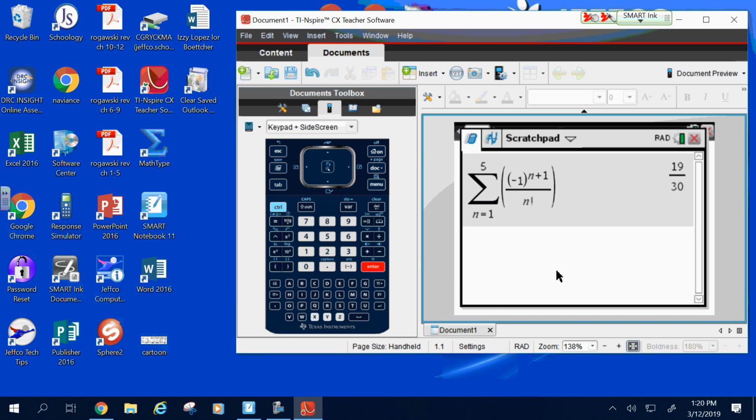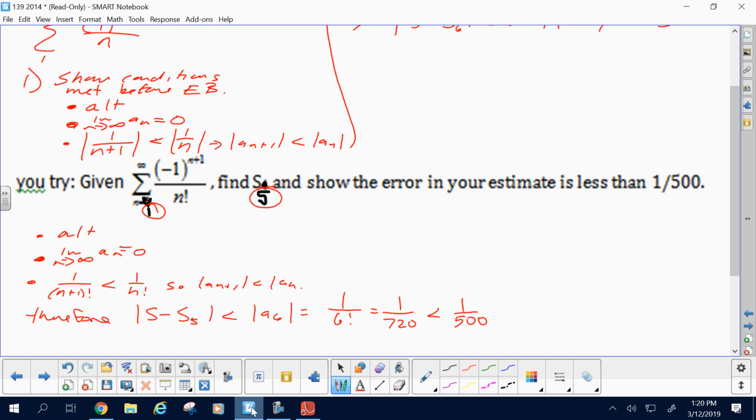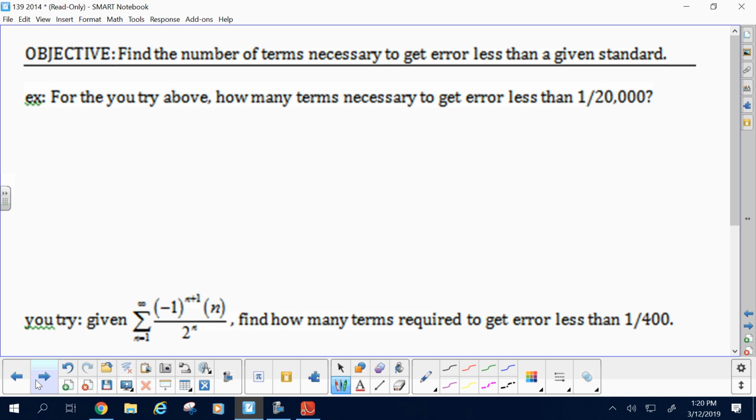All right, so S5 is 1930s, are we cool? Okay, is there any more on that? Is there another example? Oh, yes. Now, this will start to look a little like trapezoids. Sometimes you're going to have to find how many terms it would take to get the error less than a certain mark. So in this case, for example, given this series, factorial, sorry.